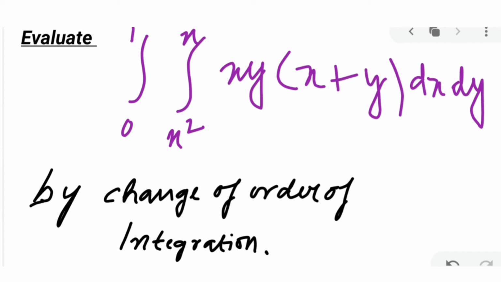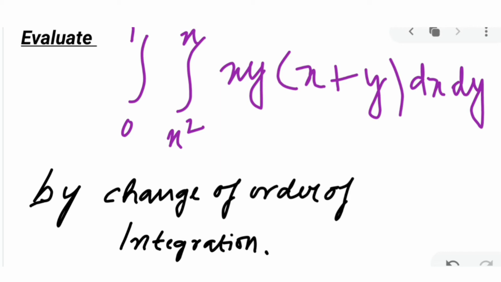We know that whenever the variable limits are given, we need to integrate with respect to the variable limits first. Here the variable limits are the limits of y. So we need to integrate with respect to dy first, with respect to these limits, and then integrate with respect to the constant limits, with respect to dx. But this is the normal way of double integration.